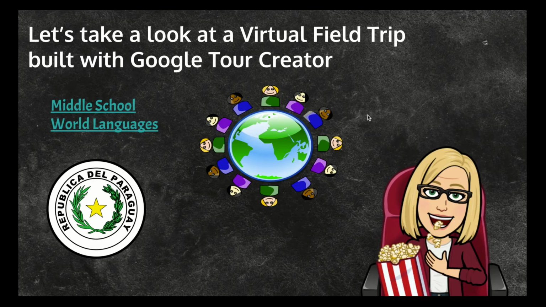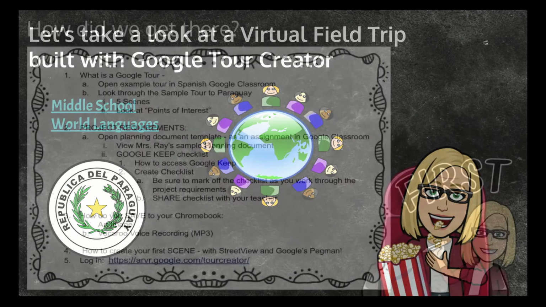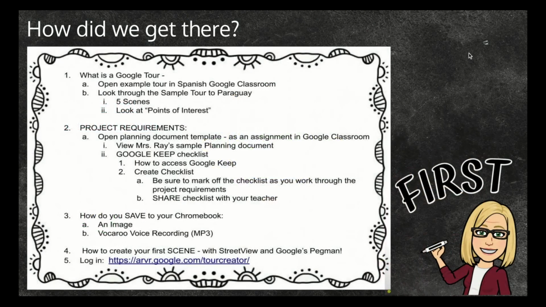Okay, so we are back to our Google slide, and let's go on to the next one. This next one, how did we get there? How did we get from the beginning of the project to the actual Google expedition or the tour that was created? In the planning stages, we decided, okay, what is it that we want to see? What were the parameters of the project going to be? And how do you save to your Chromebook?